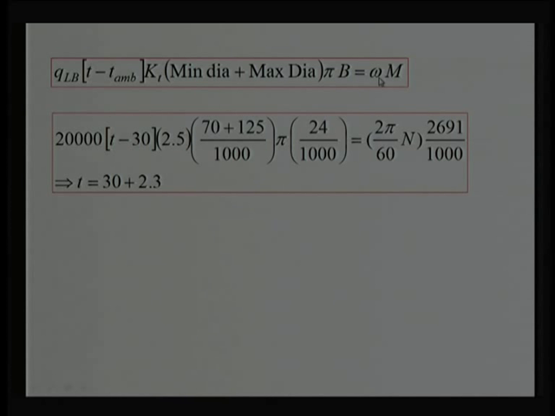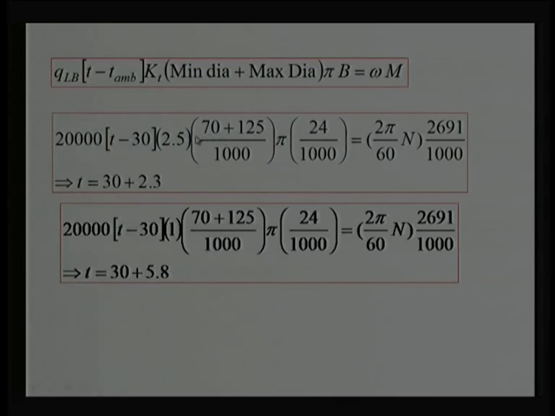Omega is the speed of operation, or rotational speed of the shaft, and this is the total movement. So, when we do that, with 30 as the ambient temperature, we are getting 2.3 degrees centigrade temperature rise because of this action. Earlier we got around 0.38 or something lesser than that, so there is a significant variation in temperature rise. Here 2.3 is coming because of sufficient cooling on the surface. But if the cooling is not sufficient, then we can use Kt as 1 instead of 2.5, and we find the temperature rises by 5.8 degrees.